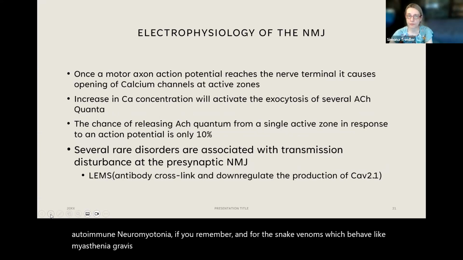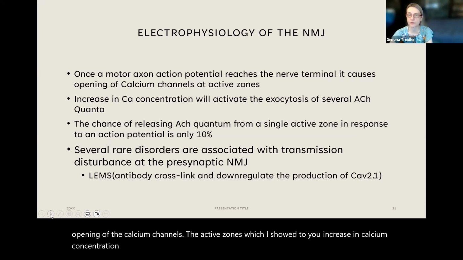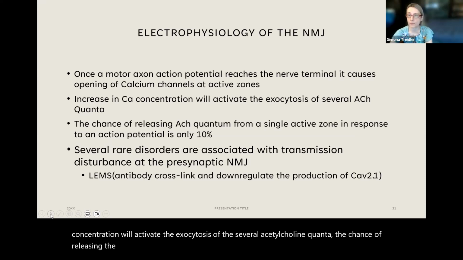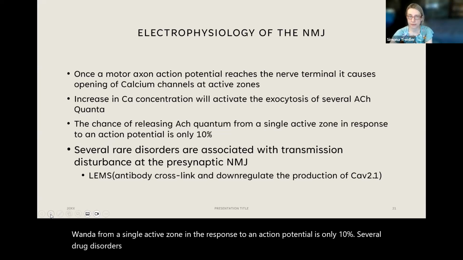Once a motor axon action potential reaches the nerve terminal, it causes opening of the calcium channels at the active zones, which I showed to you. Increasing calcium concentration will activate the exocytosis of several acetylcholine quanta. The chance of releasing the acetylcholine quanta from a single active zone in response to an action potential is only 10%. Several rare disorders are associated with this transmission in the presynaptic, and you know about them.